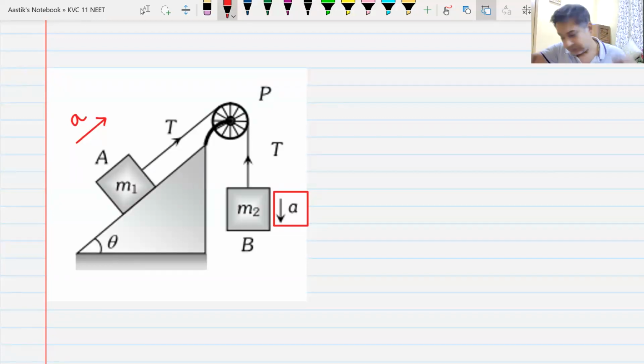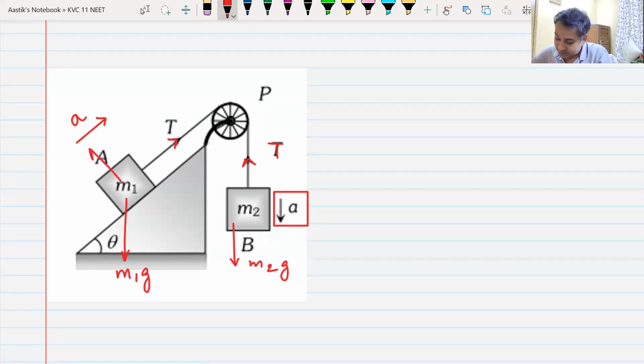Well, the only way we can do any problem is by drawing the free body diagram. This is m2g. This is already T, it is drawn. This is T, already drawn. Now, this block is kept on an incline. So this is m1g. Everyone understands this? Yes or no?